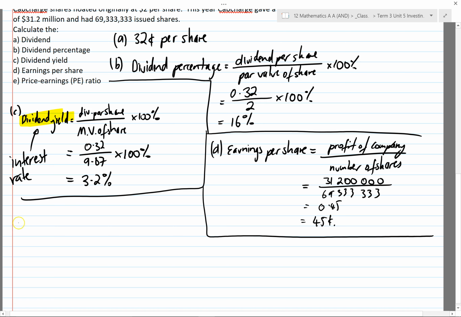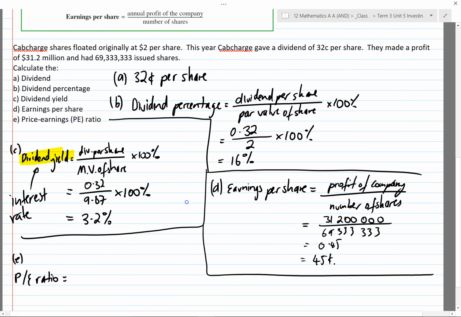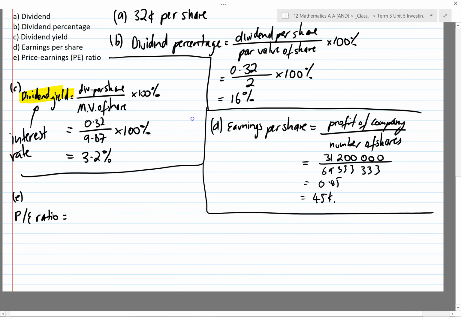Okay, final one is the PE ratio. I'll look up at my formula, market value of the share divided by earnings per share.